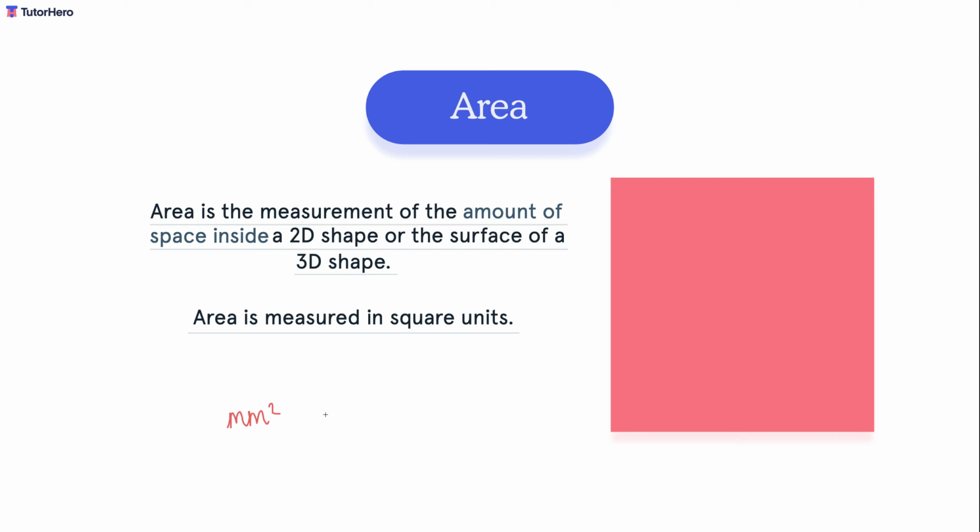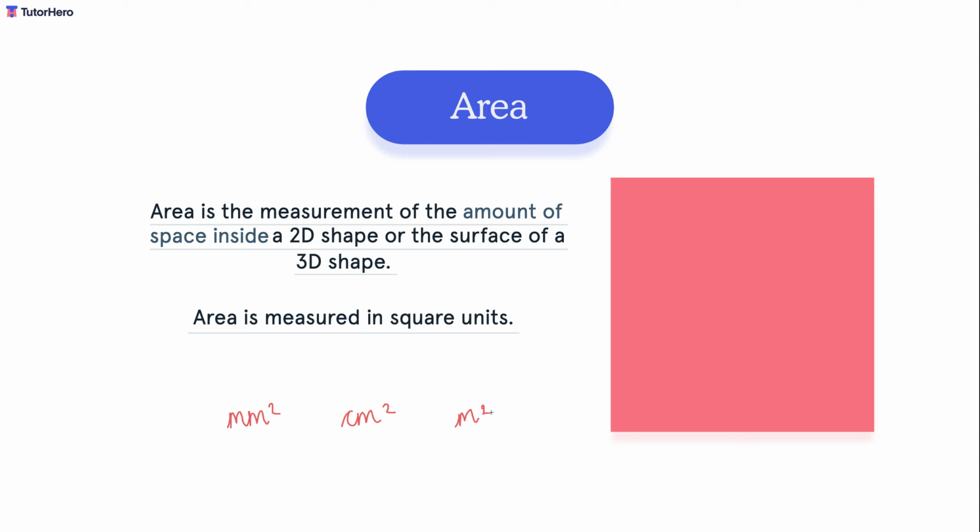Area. Area is the measurement of the amount of space inside a 2D shape or the surface of a 3D shape. Area is measured in square units. For example, millimeters squared, centimeters squared, or meters squared.